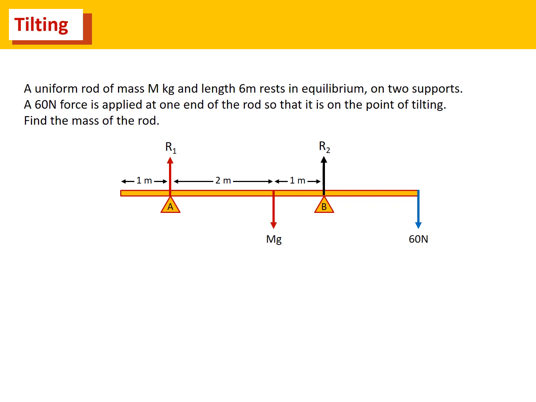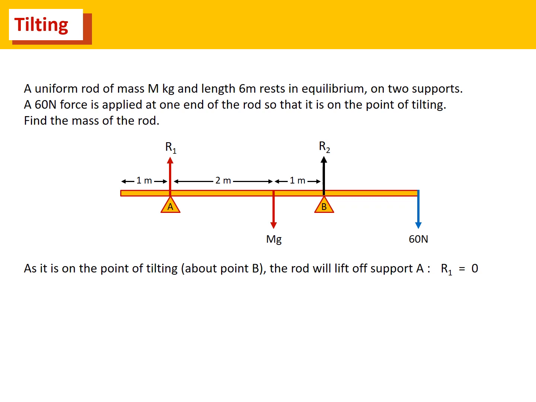So here's the example. This time we've got the force on the right-hand side, 60 newtons, so that's going to push down. The rod is going to then pivot about point B, and therefore the rod is going to raise upwards off the support at A. So what we should see is that R1 is going to tend to 0. So as it's on the point of tilting about B, the rod lifts off support A, and therefore R1 equals 0. So now we remove R1, and that's the situation that we have left.